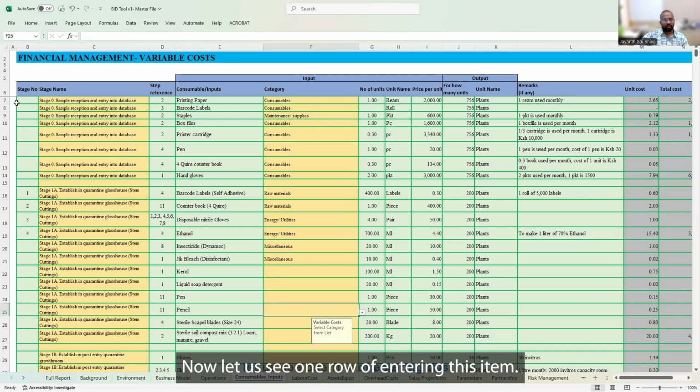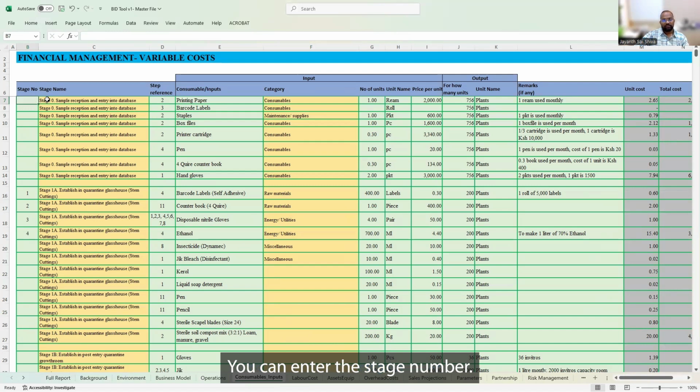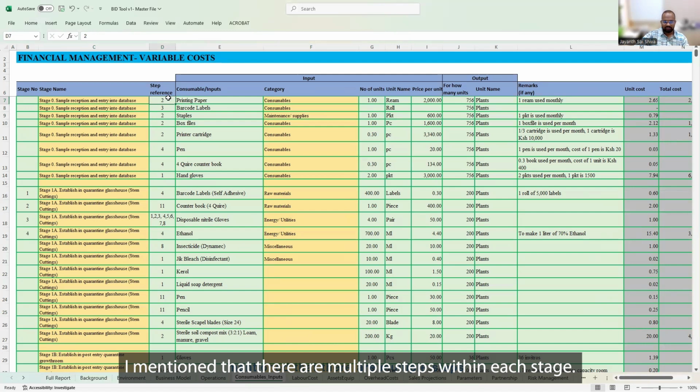Now, let us see one row of entering this item. So you have something called a stage name. You can enter the stage number, stage name. Within the stage, I mentioned that there are multiple steps within each stage.